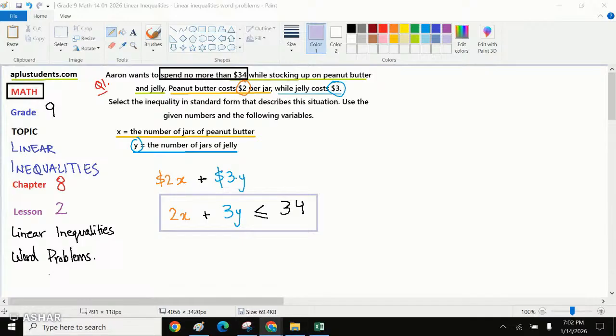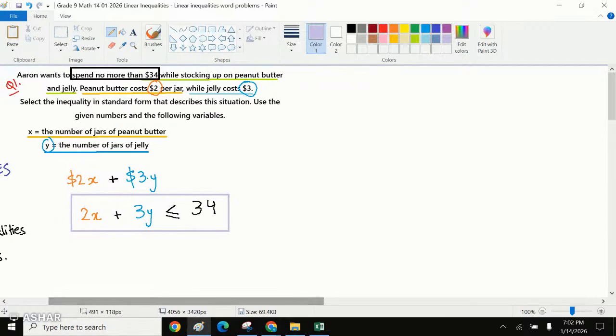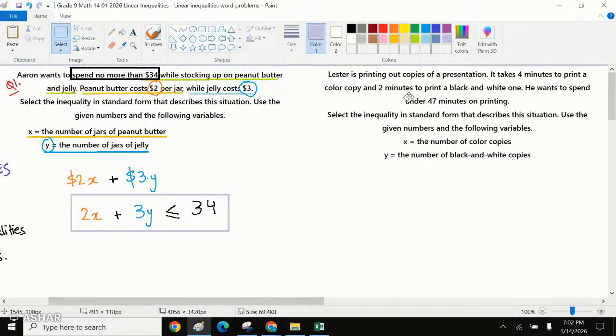Okay. For the next question, question number 2, what they are asking us is, Lester, I'll write down question number 2. Lester is printing out copies of a presentation, right? It takes 4 minutes. Let's highlight. It takes 4 minutes to print a color copy. And it takes how many minutes? 2 minutes to print out a black and white.